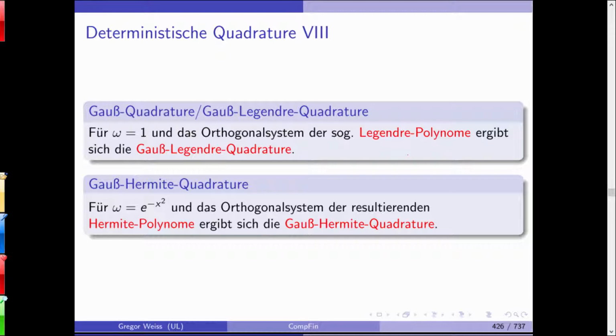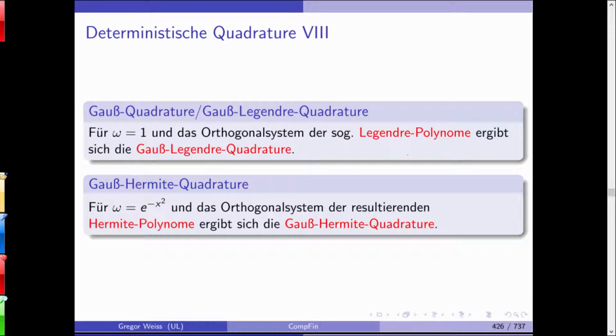If you take a different weighting function, the exponential function of minus x squared, you have a function where you can isolate the exponential of minus x squared. You simply put it into the weighting function, and then you can approximate the integral of the remainder of this function. And in this case, you get the Gauss-Hermite quadrature.